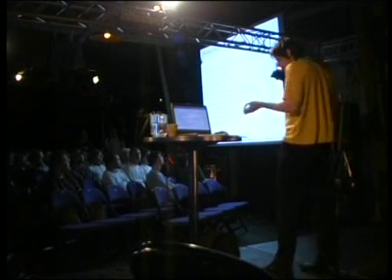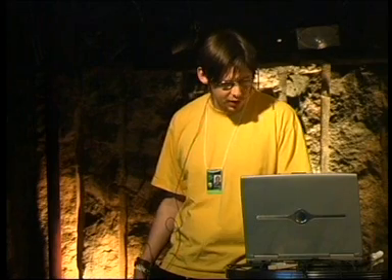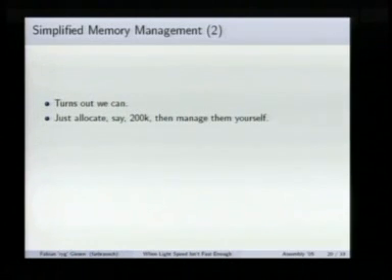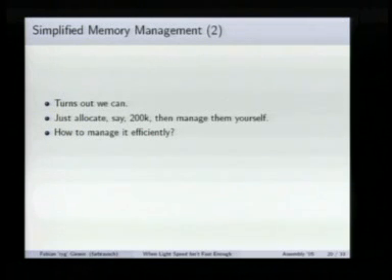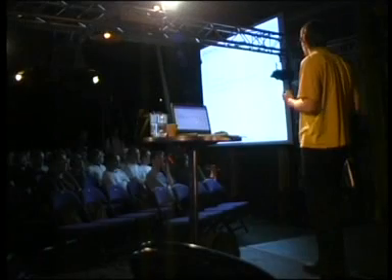Just allocate, for example, 200 kilobytes. This depends on how much data you need and also on the structure of your engine. You can also change this value, it's not really important. And then you manage it yourself. How do we manage it efficiently? We could do all kinds of fancy stuff. We could basically write our own memory allocation routines with that. But that complexity is exactly what we're trying to avoid. So we'll try something as simple as possible.